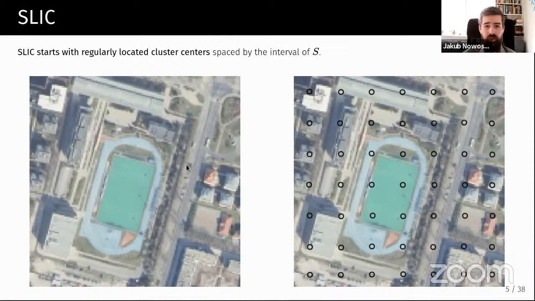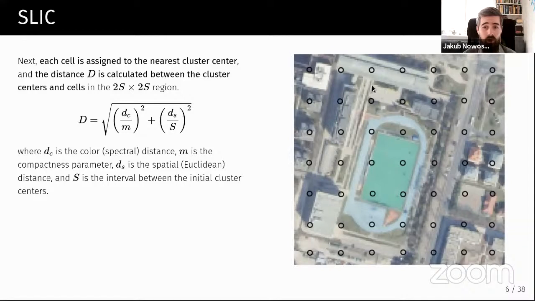So it starts with regularly located cluster centers. We can see here on the right that we've got some image. We put some cluster centers in a regular space. And this is one of the main parameters of this method: we need to provide the interval, the distance between our centers. And then we need to calculate two distances.